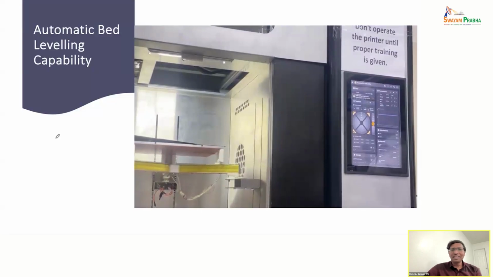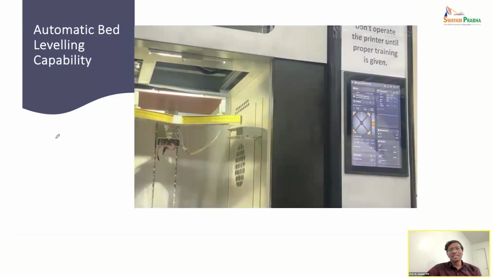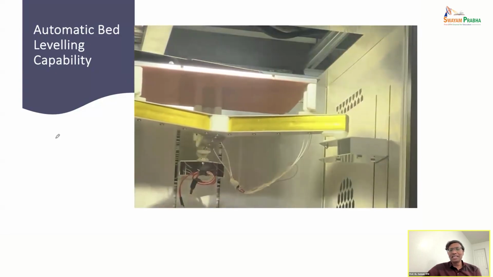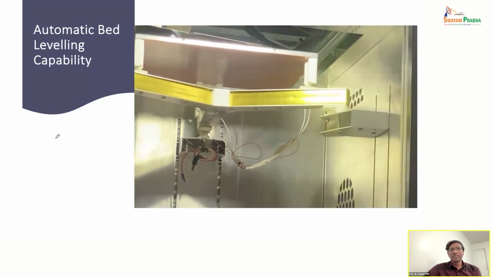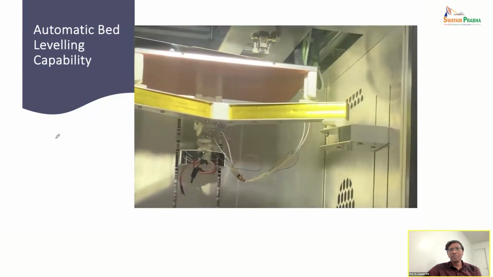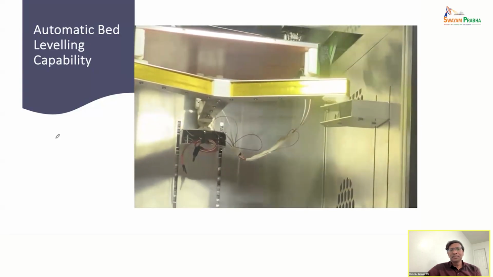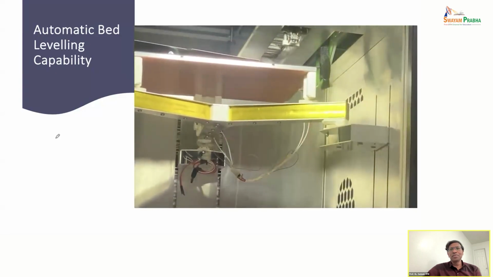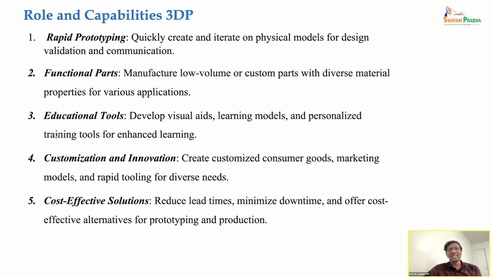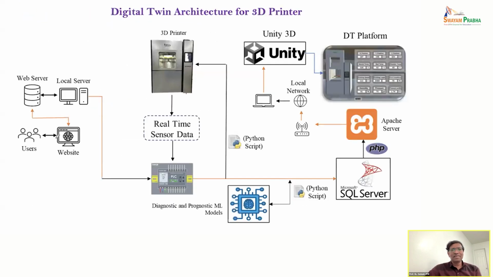So bed leveling is another interesting thing. We know that 3 points are required to make a plane, and that can be done. So probably we can see how it moves, and it's not printing, it's before printing. So leveling them, adjusting the levels. It has a sensor which will touch and then know where it needs to lower or increase the height so that the bed will be at the right level.